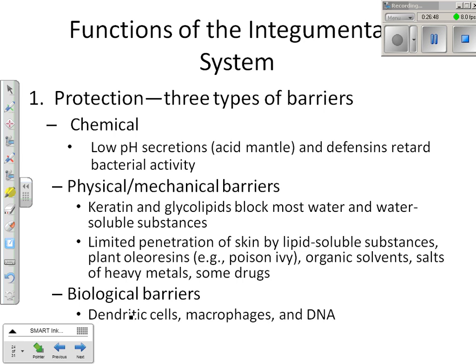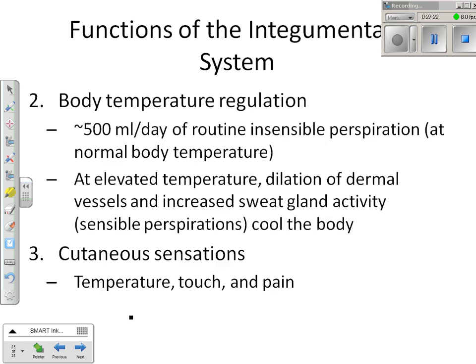All right, so what is the skin for? What are the functions of the integumentary system? We've talked about them, but protection. There are 3 types of barriers. It's going to protect you from chemicals and pH secretions. Actually, the skin has an acid mantle. It's slightly acid to help with this. It retards bacterial activity because of that acid mantle. Physical and mechanical barriers: you have keratin and glycolipids. And also biological barriers. Remember the little macrophages floating around that are doctors of the integumentary system.